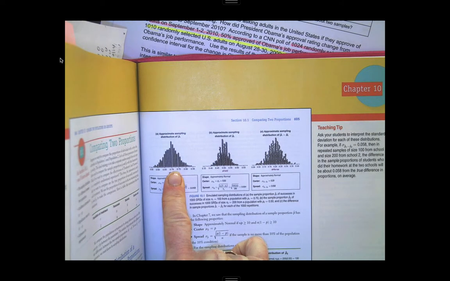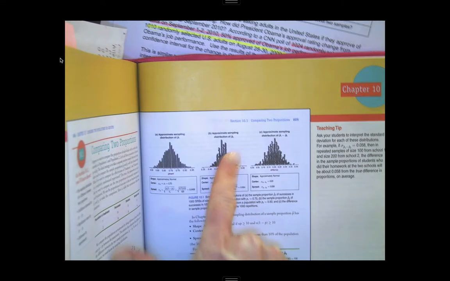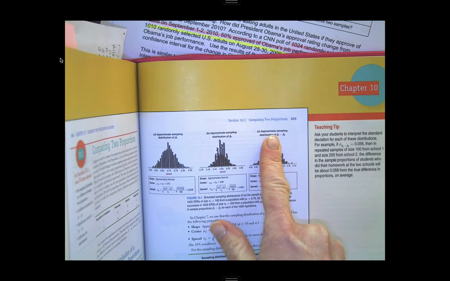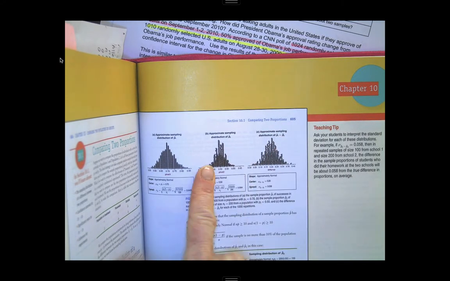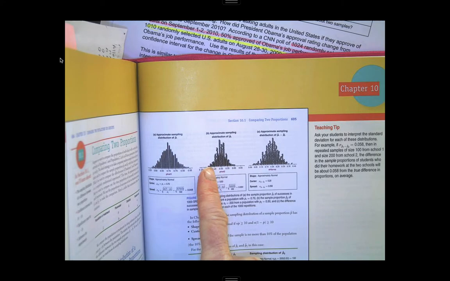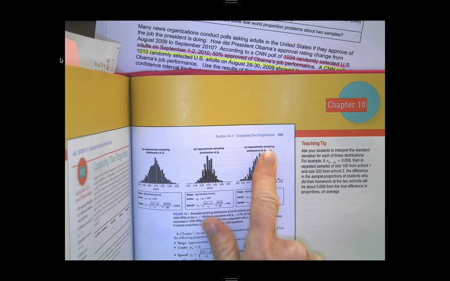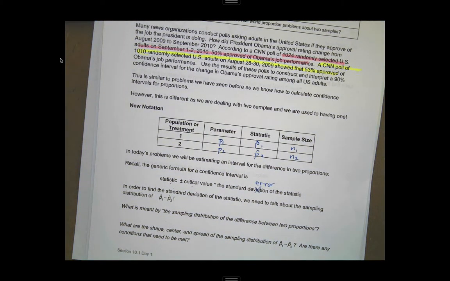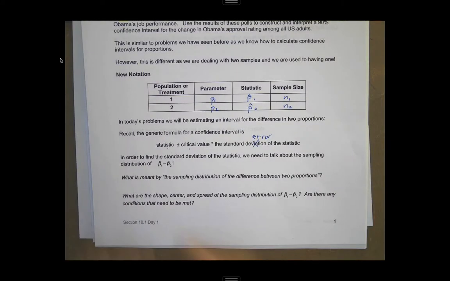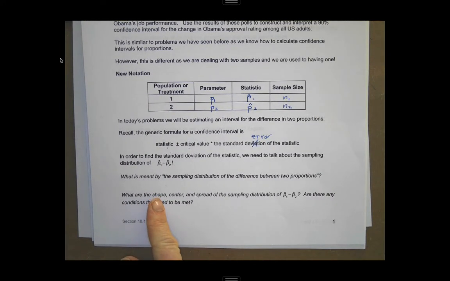Here's the P hat 1's for one of them, and here's the P hat 2's for the other one. So the sampling distribution of P hat 1 minus P hat 2 is basically taking the difference of all possible P hat 1's minus P hat 2's. So we're thinking about all possible values of P hat 1 minus P hat 2. We're going to have conditions that need to be met. We're going to talk about the shape, the center, and the spread on the next page.